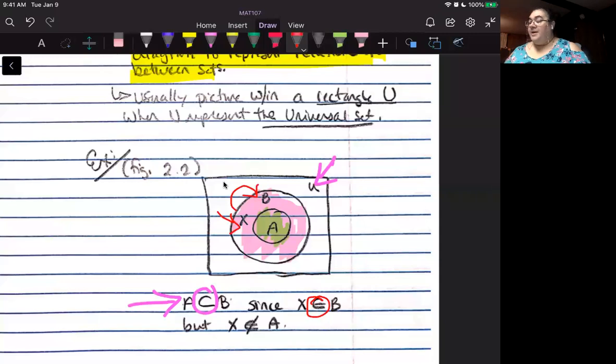But X is not an element of A, because it's not inside A. Everything that's in green is A, everything that's in pink is B. Because X is in the pink part, it is an element of B. But because there is no X within the A part, it is not an element of A. So that's why we know that A is a proper subset of B, because B has an extra element that A does not. I hope that's clear for you.